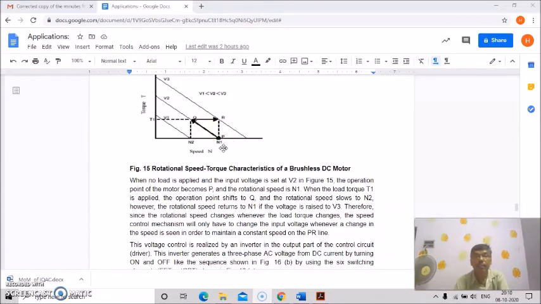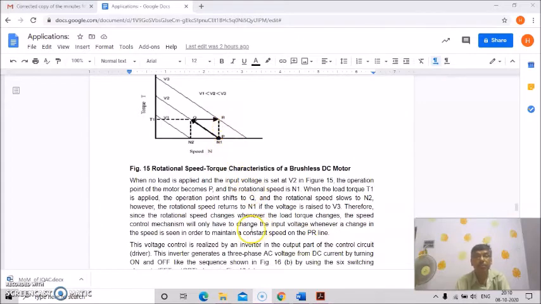Okay, and therefore since the rotational speed changes whenever the load torque changes, the speed control mechanism will only have to change the input voltage whenever a change in the speed is seen in order to maintain a constant speed on the, say, PR line.